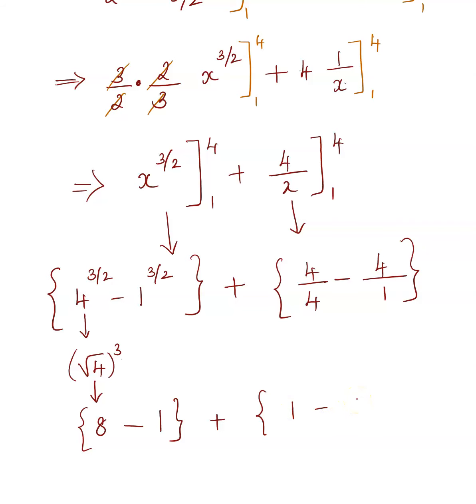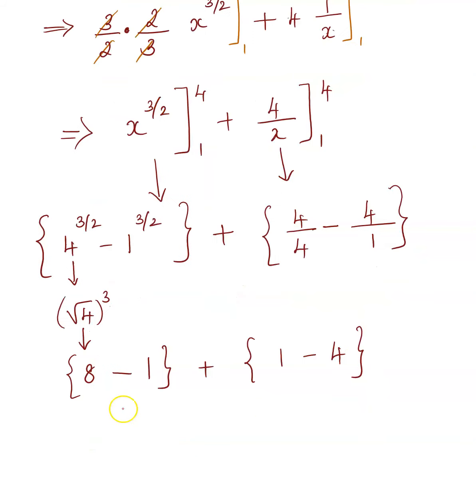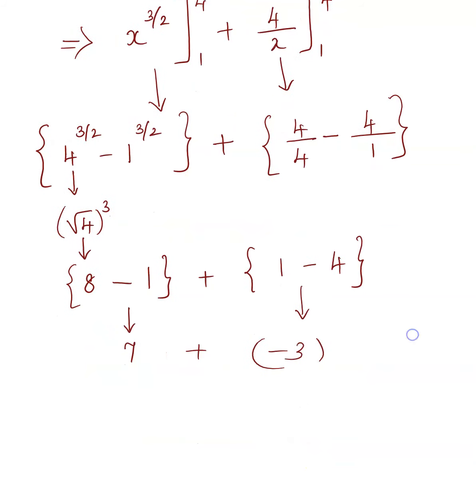minus 4. So that will be a 7 plus that will be negative 3, which is positive 4. So that is our answer for the third problem.